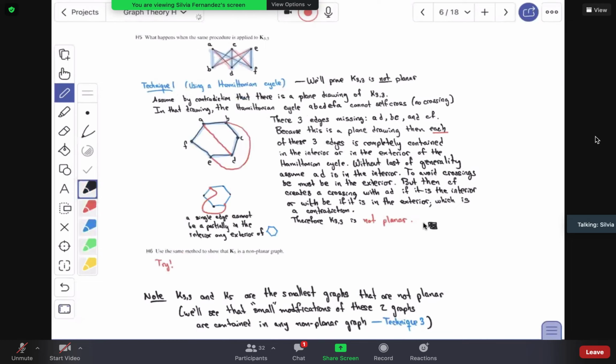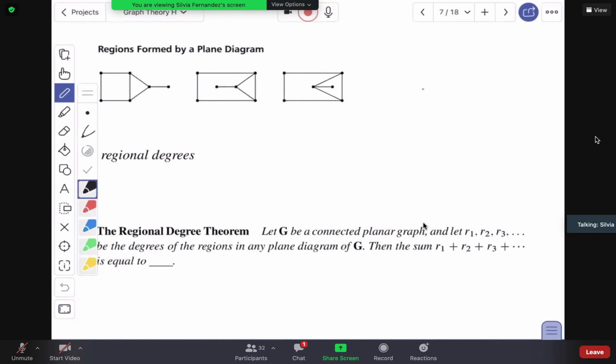Okay, so for our second technique, we're going to use Euler's formula. You've probably heard about Euler's formula before. Maybe you've heard about Euler's formula for polyhedra, especially if you ever went to a talk or had a class on regular polyhedra: the cube, the regular tetrahedron, the dodecahedron. Maybe somebody mentioned Euler's formula, but we're going to use Euler's formula for graphs, for planar graphs.